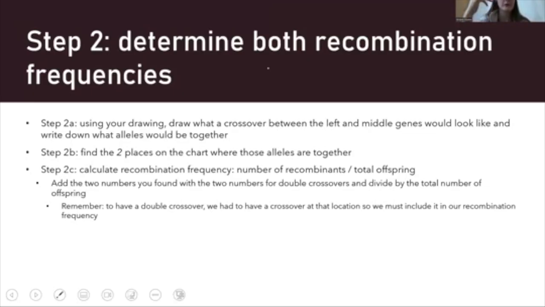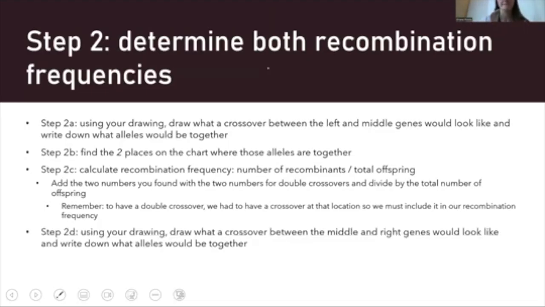So to find the number of recombinants, you're going to add 4 numbers together. The first 2 are the ones on the chart that you found, and the other 2 are the double crossover numbers. We have to include the double crossover numbers because in order to have a double crossover, you have to have a crossover in both spots, meaning you crossed over between that first and middle gene. So you have to include it when you're calculating the recombination frequency. And you're always going to divide by the total number of offspring.